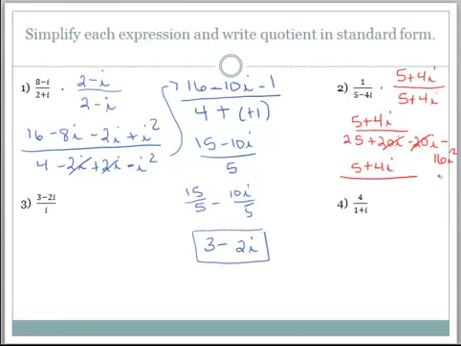Let's see if we can do this in our heads. We have 16 times i squared, but i squared is negative 1. So we have negative 16 times negative 1. That's positive 16. And 25 plus 16 would give us what? It would give us 41. So in the denominator, we just get 41.